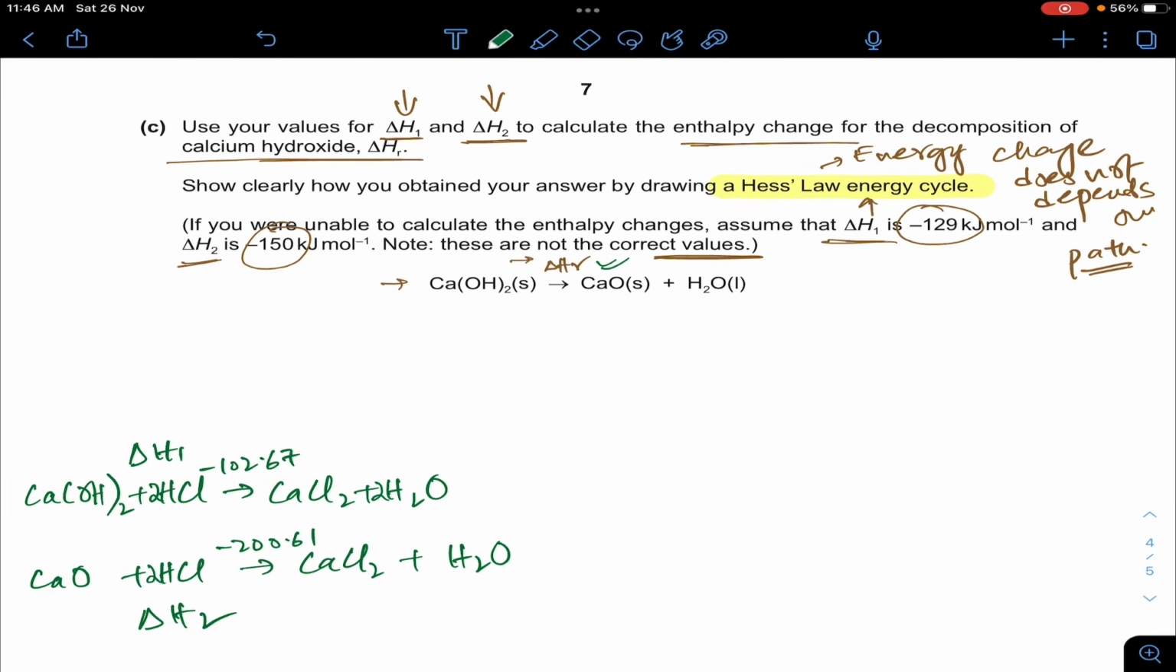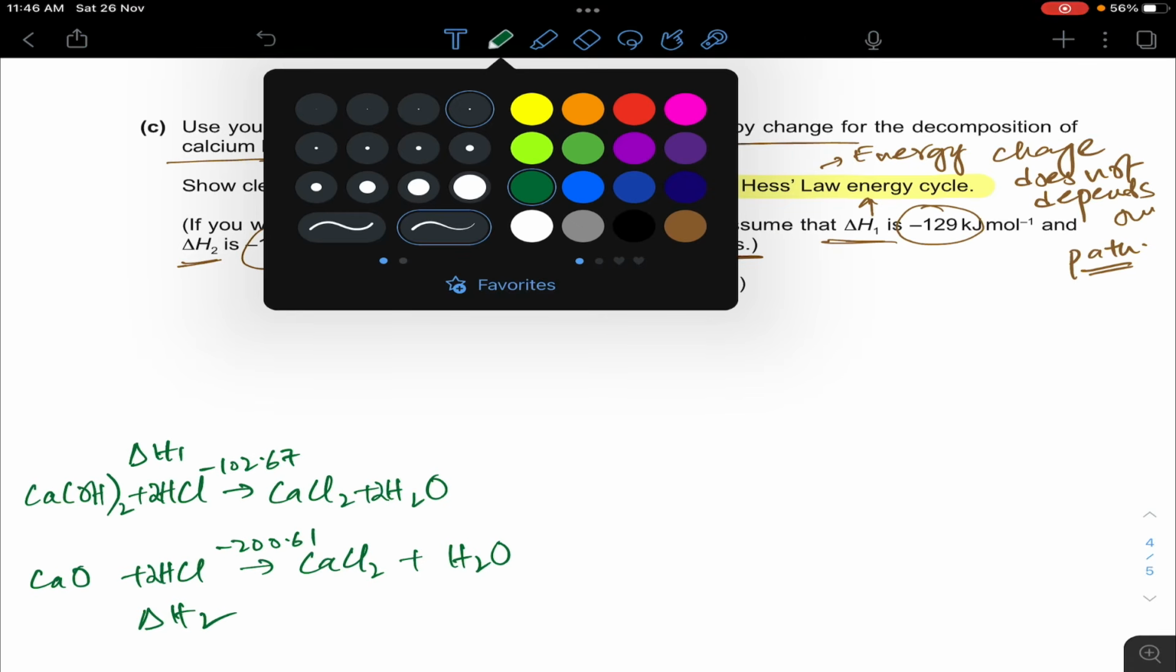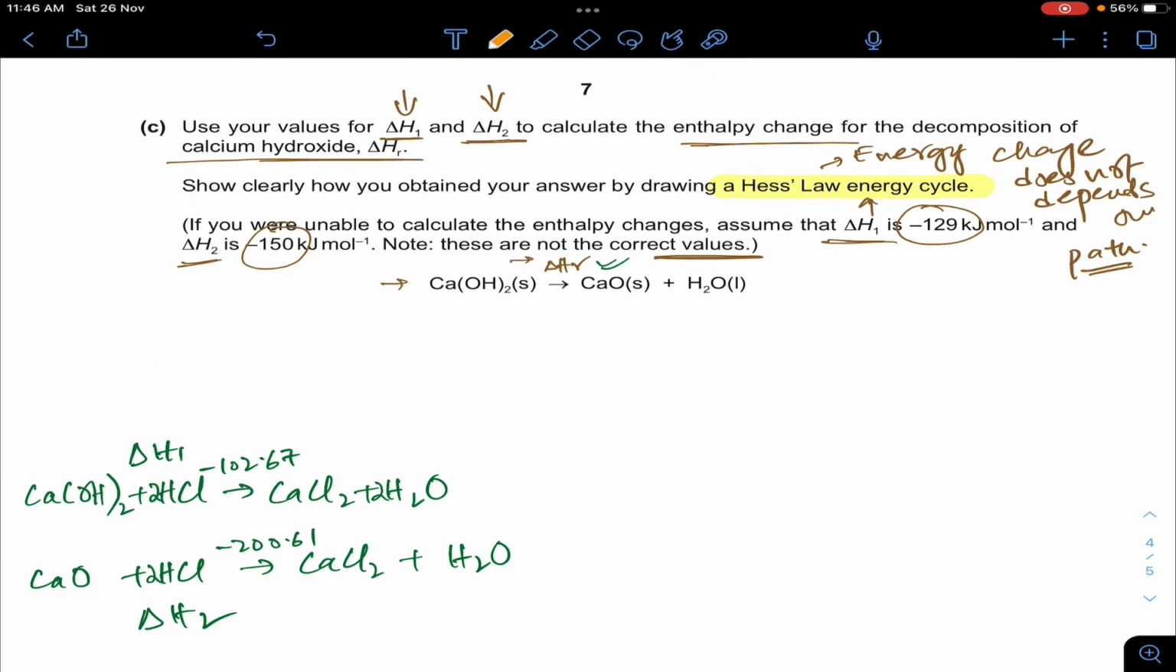So if you look at this reaction, reaction number 1, where the calcium hydroxide is decomposing into calcium oxide and water, we have calcium hydroxide on the reactant side and calcium oxide on the product side. So to draw the energy cycle, let's suppose we react calcium hydroxide with hydrochloric acid.